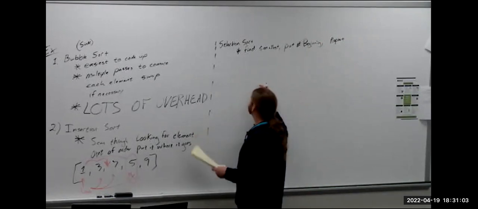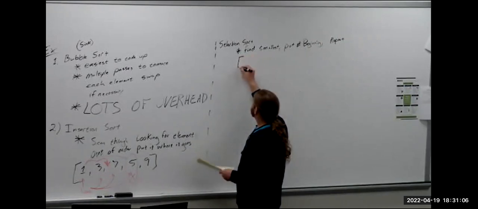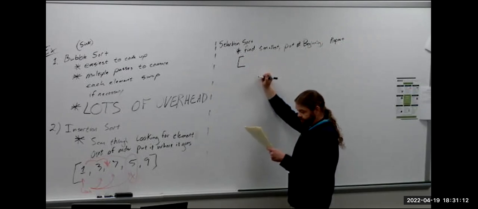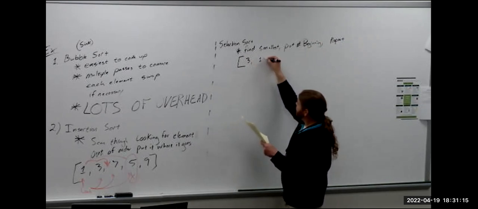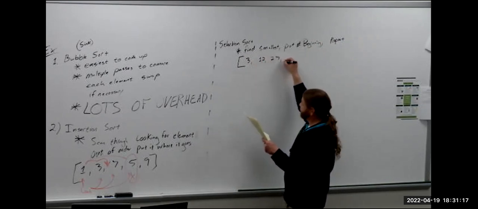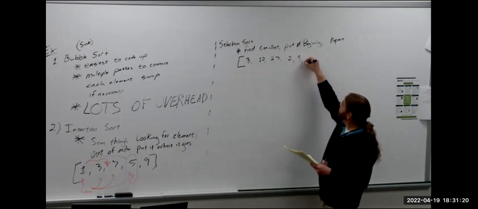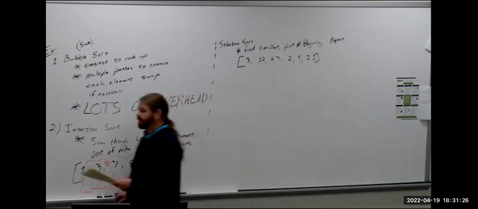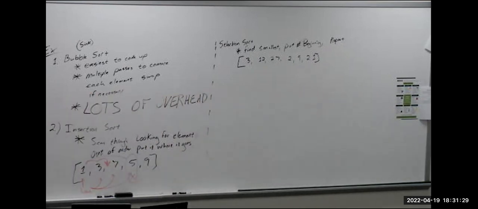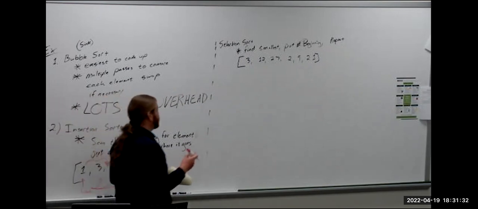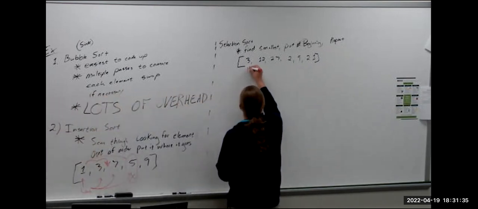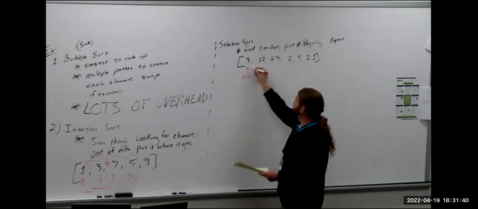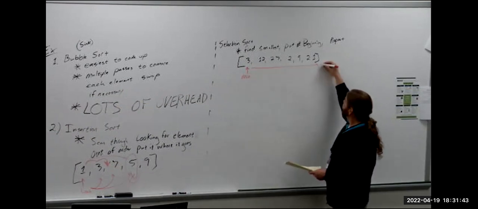So it's a really big picture here. So 3, 12, 27, 2, 9, 21 is what I made up in my picture here. So this is going to come through here. It starts with the assumption that our first element is going to be the smallest one. So it looks there and calls that the minimum. And then it loops all the way through.